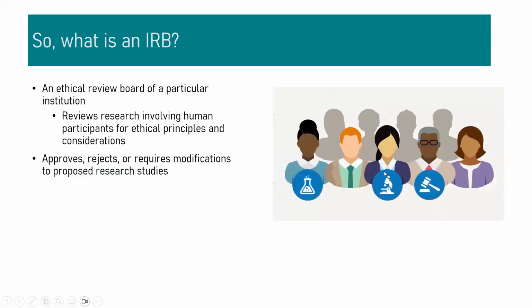So what exactly is the IRB? Well, the IRB, or institutional review board, is an ethical committee in a particular institution. So almost every university has their own specific IRB made up of members from that university, as well as, if you're not at a university, corporations who do research also have something very similar.